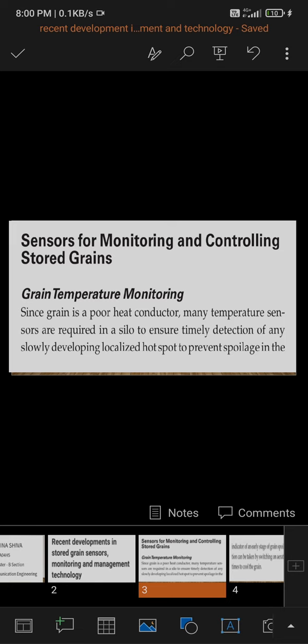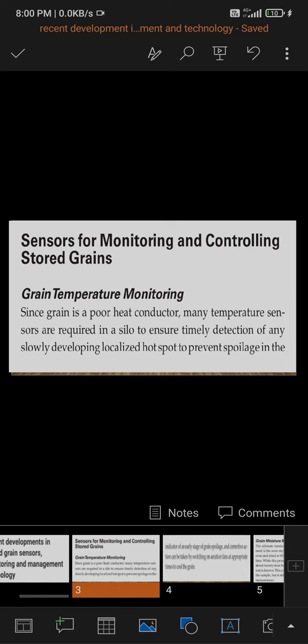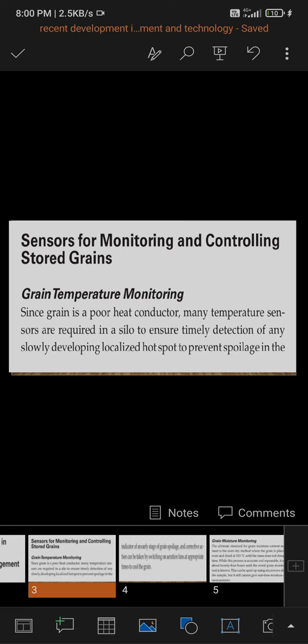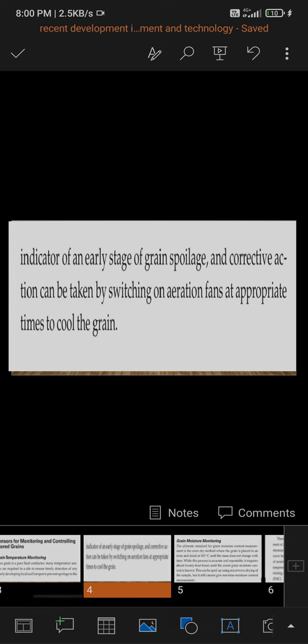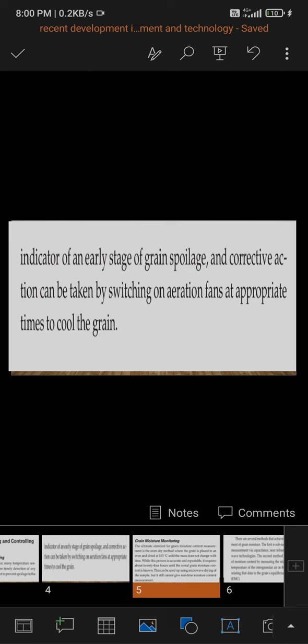Grain temperature monitoring. Since grain is a poor heat conductor, many temperature sensors are required in a silo to ensure timely detection of any slow developing localized hotspot to prevent spoilage. An indicator of an early stage of grain spoilage, and correct corrective action can be taken by switching on aeration fans at appropriate times to cool the grain.